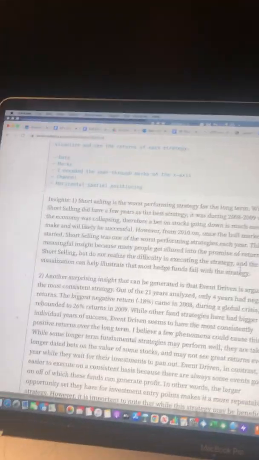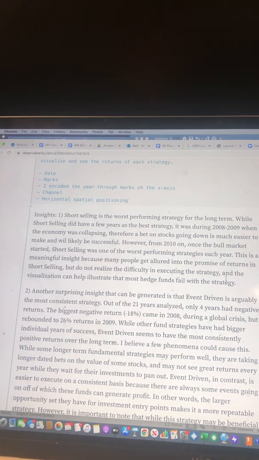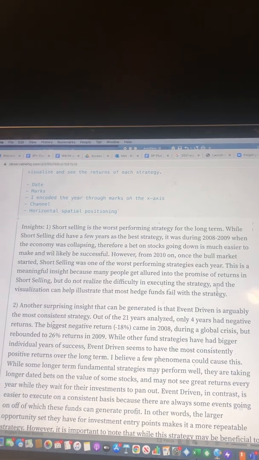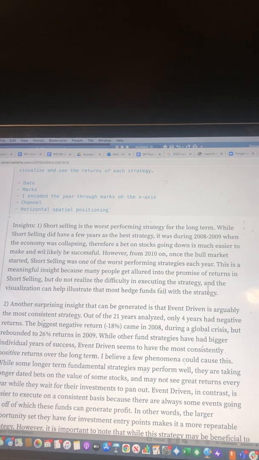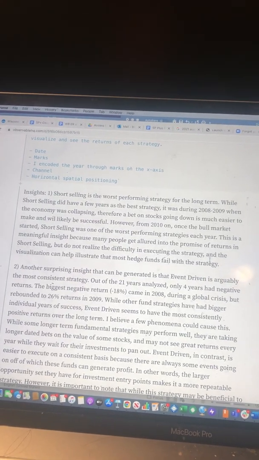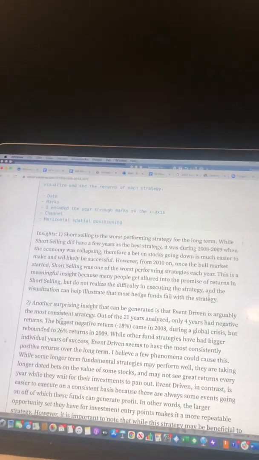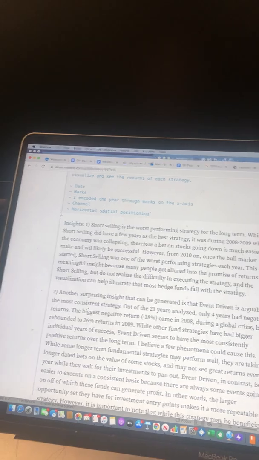And then diving into our insights here. What I actually found, the first one, is that short selling is the worst performing strategy in the long term. While it did have a few years as the best strategy, most of these were during 2008, 2009, when there was a huge market collapse. When we think about short selling, which is a bet on the price of a stock going down, we can see that it's one of the best performing strategies when things are going wrong. But generally, when things do decently well in the market, and after 2008, 2009, it was actually one of the worst strategies.